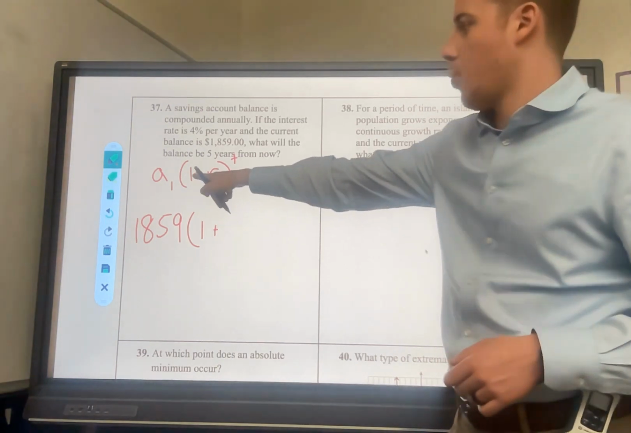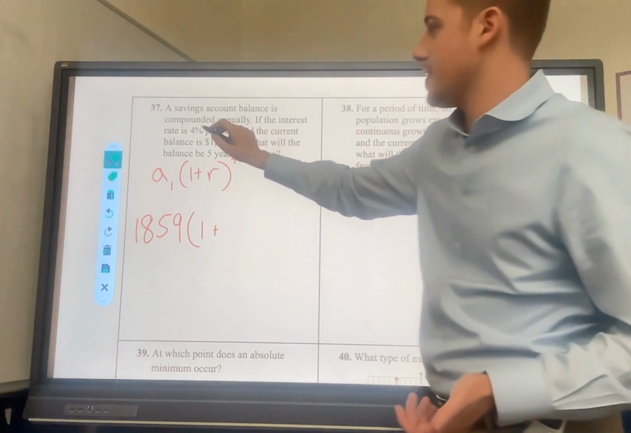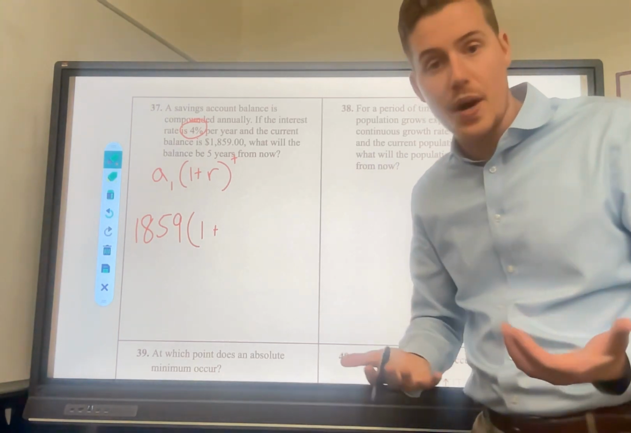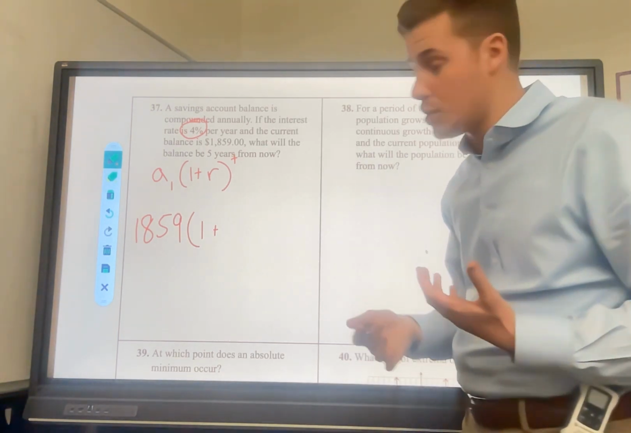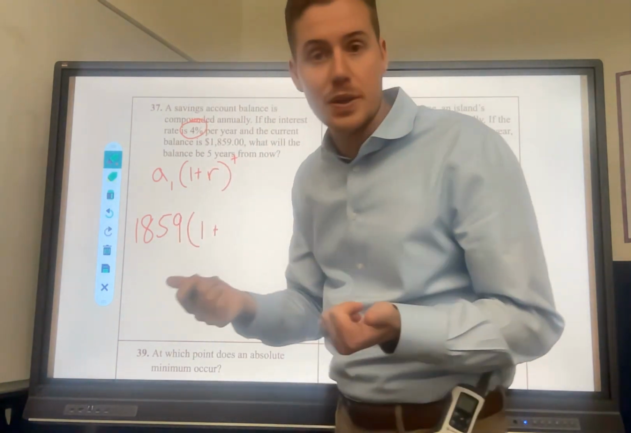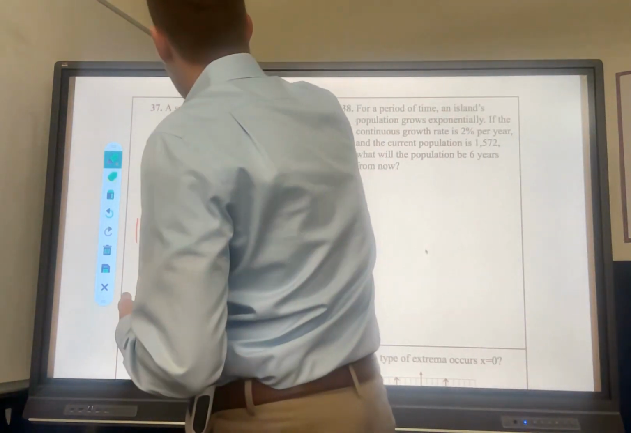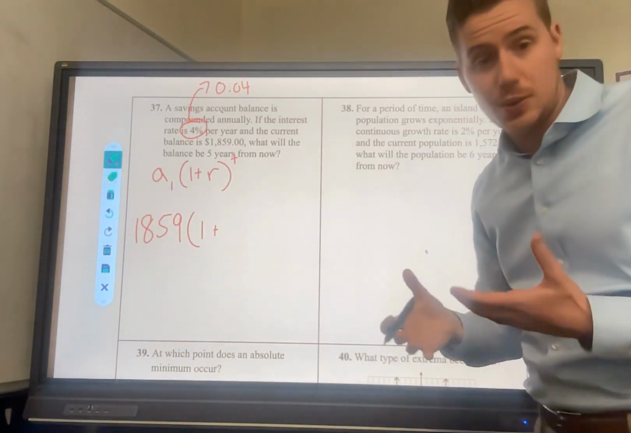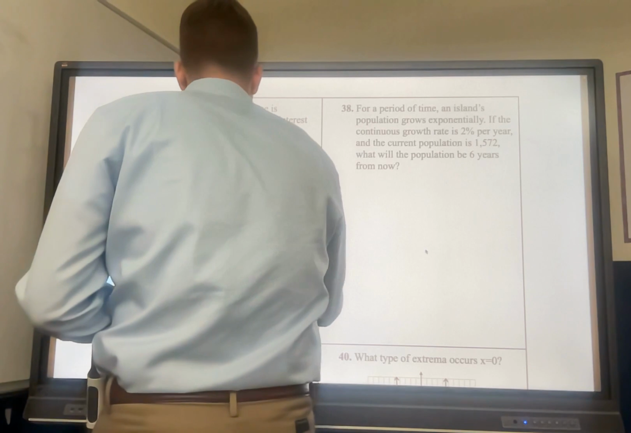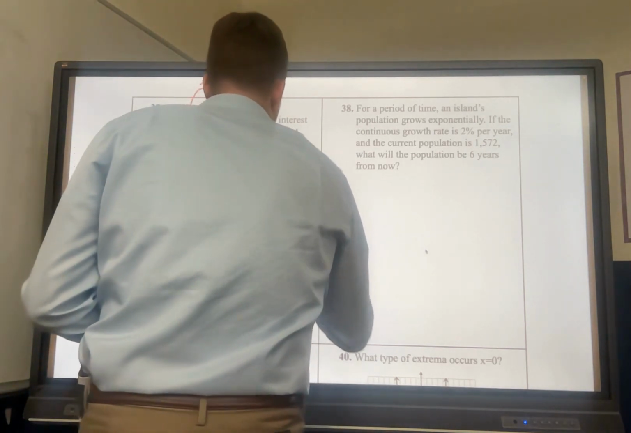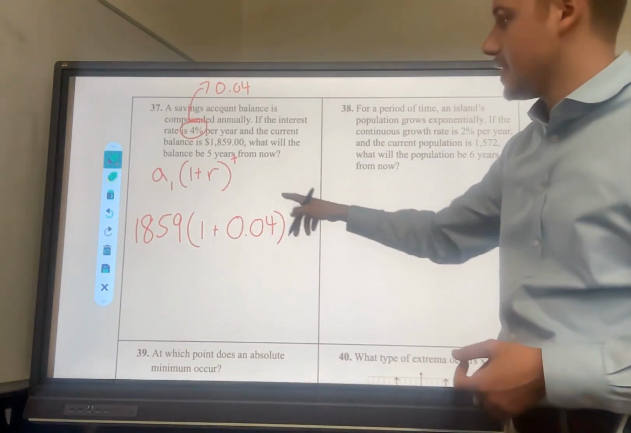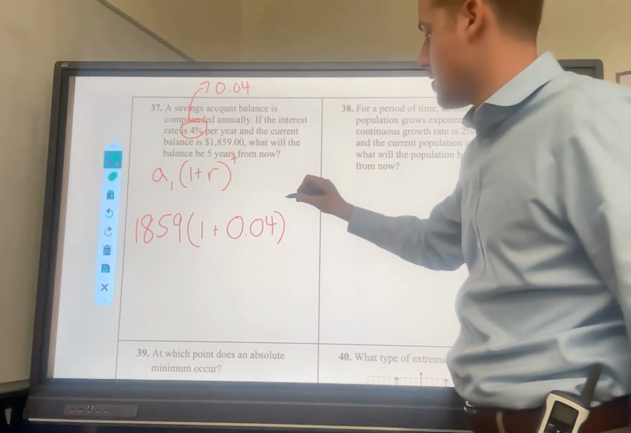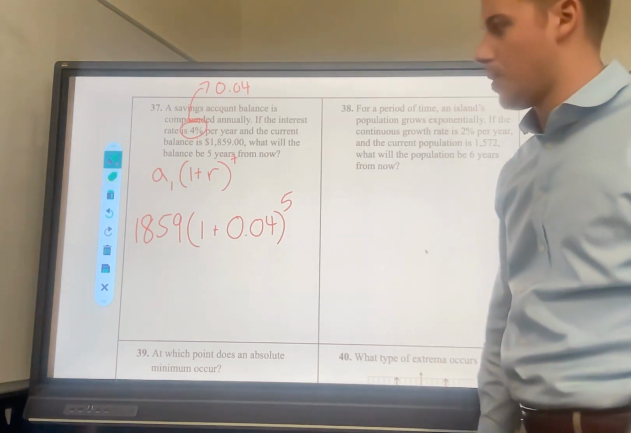The next part is 1 plus R, our rate. In this case, our rate here is 4%. Don't forget that when we use rates in formulas, we need to convert it to a decimal. So if you divide 4% by 100, you get 0.04. So that's what we're going to use for our R value. And then we're going to raise it to t, or time. And in this case, we want to know the balance after 5 years. So to the exponent of 5.